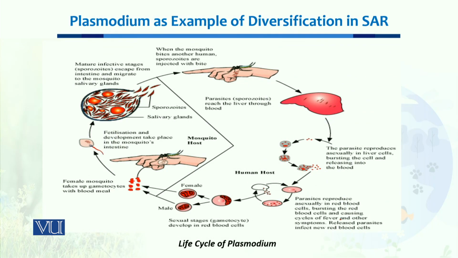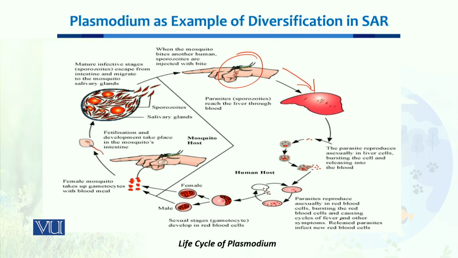As you see the life cycle of Plasmodium, how it enters humans and how it affects them. As you can see, the female Anopheles mosquito, which carries Plasmodium, infects a healthy human. The sporozoites, or the parasites which are present in the saliva of the mosquito, reach the blood and the liver through our blood.